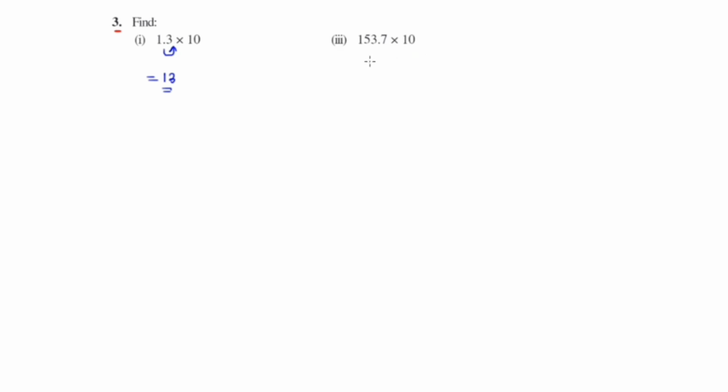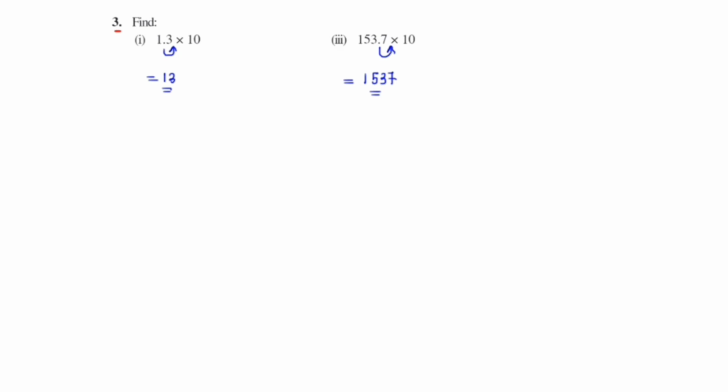So now moving to part 3. In this part we have 153.7 multiplied by 10. As we have only one 0, we are shifting the decimal one place towards the right. So the product of this part will be 1537.0, or you can simply leave it as it is.